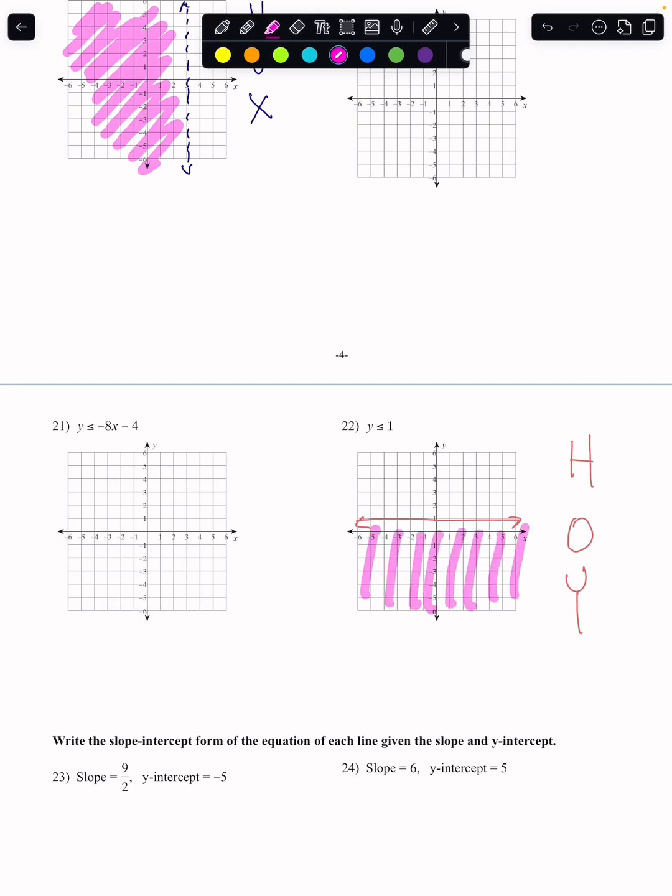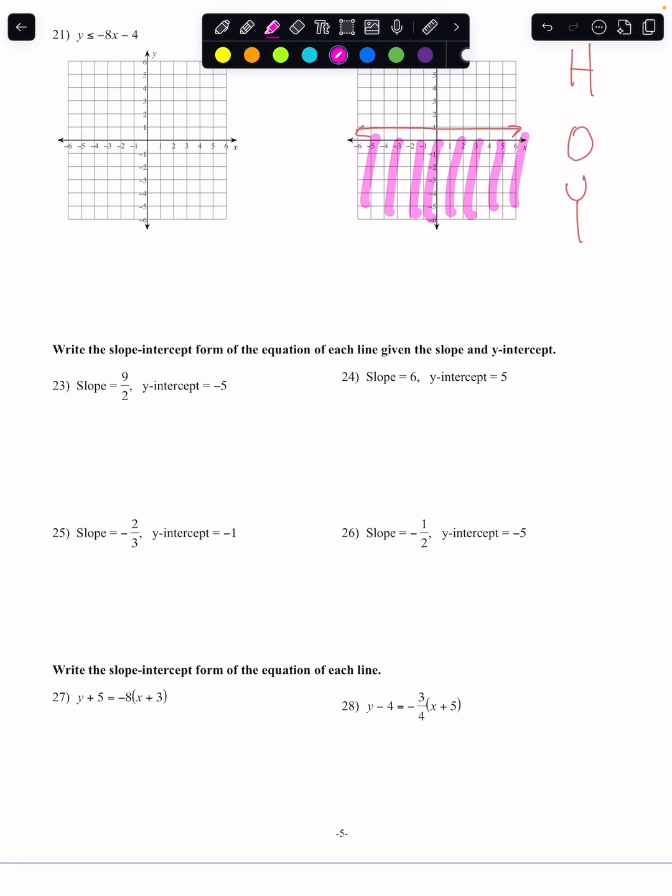Remember, the slope-intercept form of an equation is going to be y equals mx plus b. We need this one right here. You still have to do it. I just need the space to write. Y equals mx plus b, where m is the slope and b is your y-intercept. So that translates to this particular question: y equals 6x plus 5. That's all you have to do.